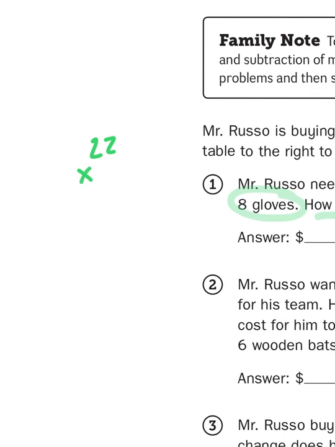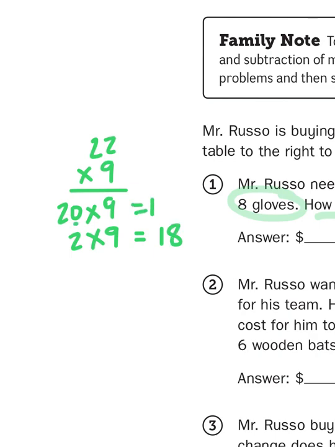If I use the partial products method, I would multiply the 20 part of 22 times 9, and then I would multiply 2 times 9. Well, 2 times 9 is 18, so 20 times 9, or 2 tens times 9, is going to give me 18 tens, otherwise known as 180. And then I'm going to add those 2 amounts together, and that will give me a total of 198. So that's for the helmets.